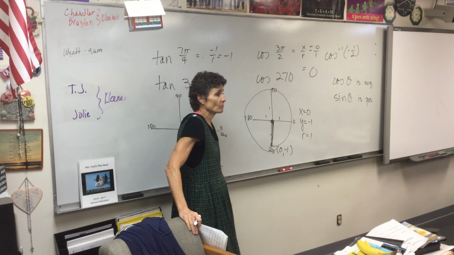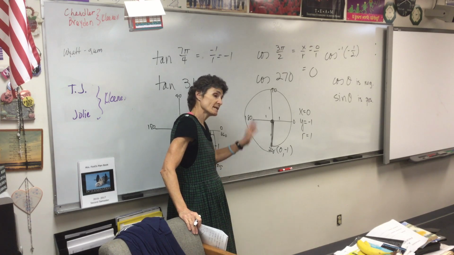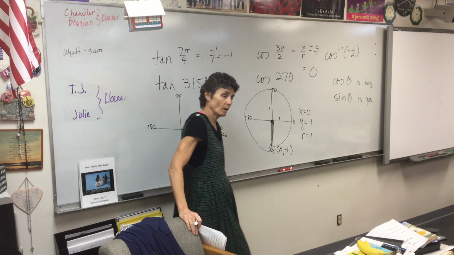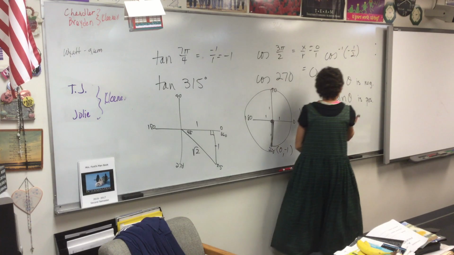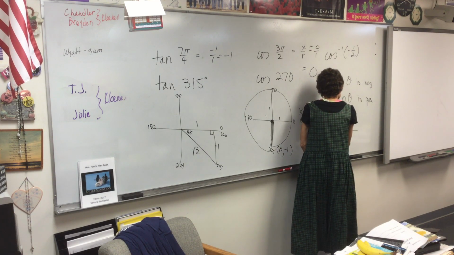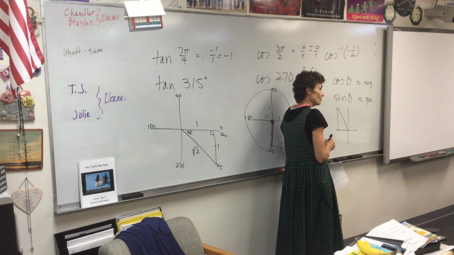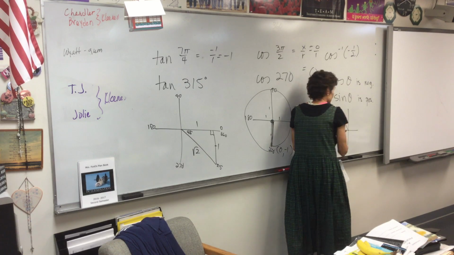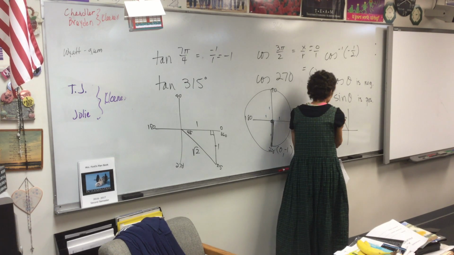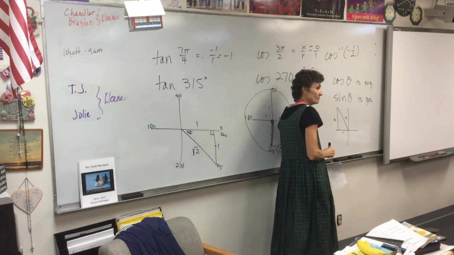Can that happen in quadrant 1? No, because nothing's going to be negative in quadrant 1. So let's just go to quadrant 2. If you butterfly bow tie in quadrant 2, that's always positive. That would be positive and that would be negative.